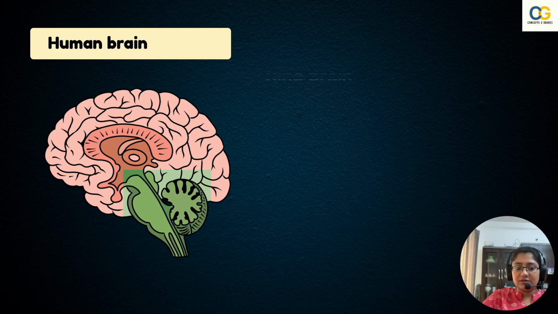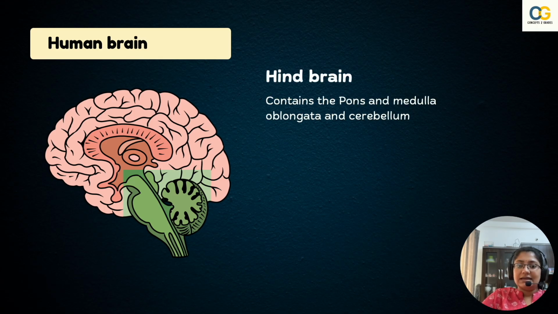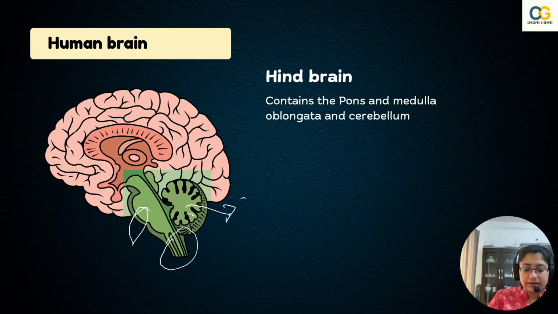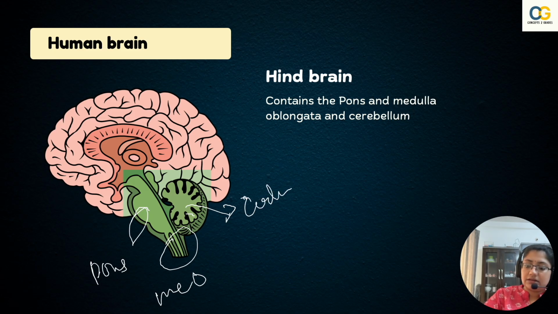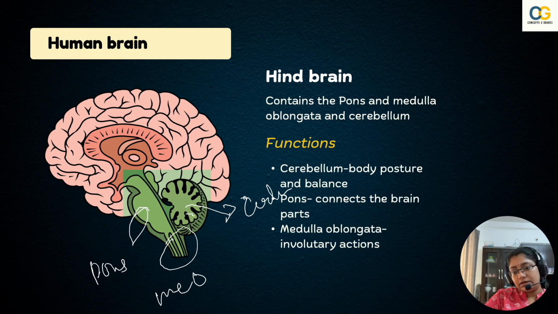Coming to the hindbrain or the last part of the brain, it contains the pons, which is this part, the cerebellum, and the medulla oblongata. So these are the three parts. This is the pons, this is the medulla oblongata, and this is the cerebellum. They accordingly perform this balance. Cerebellum is responsible for your body posture and balance. So you stay straight and you don't bend much because of the cerebellum.